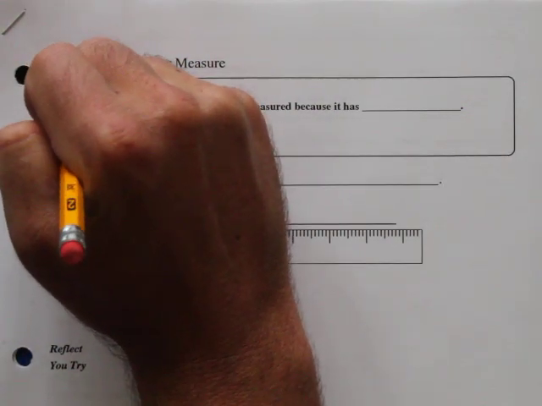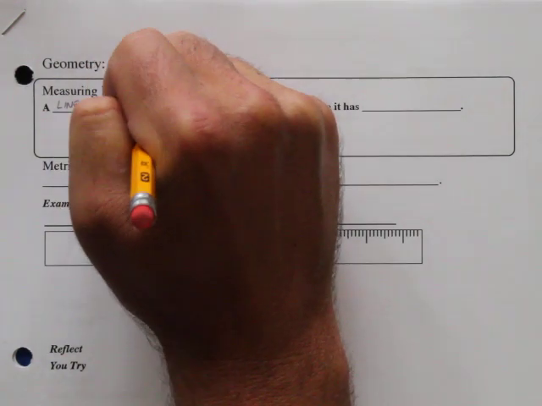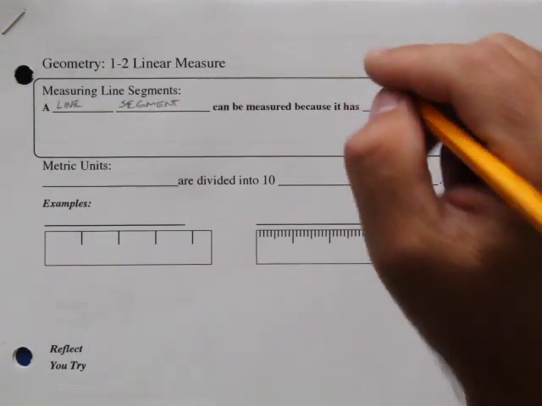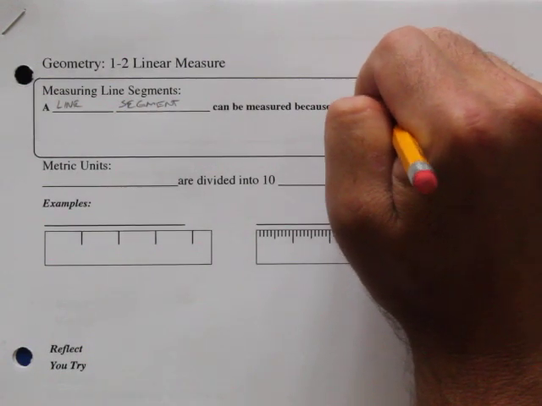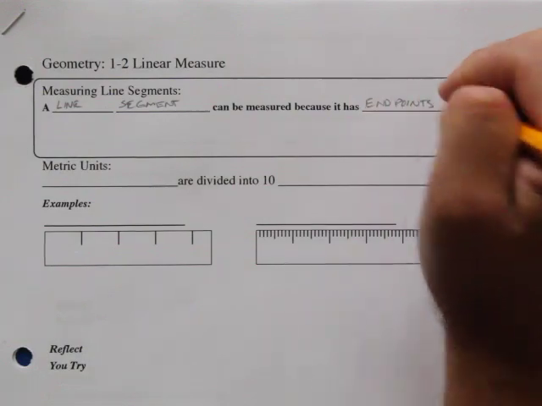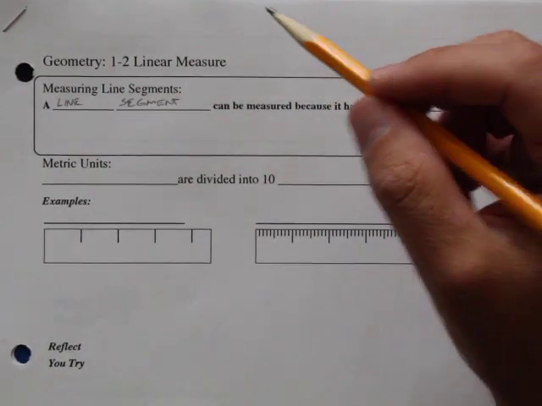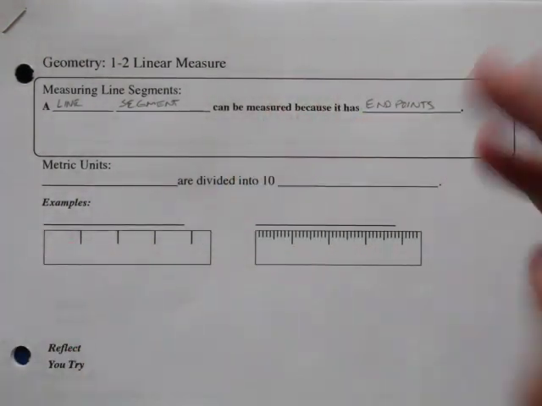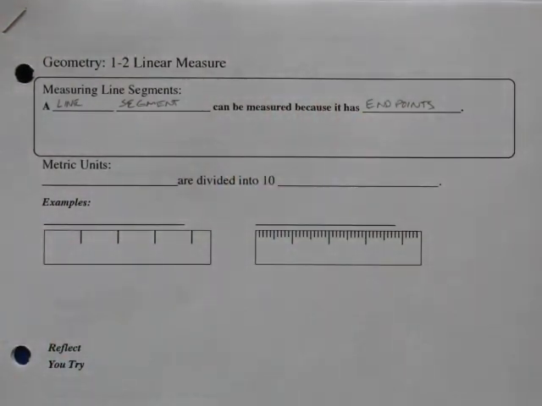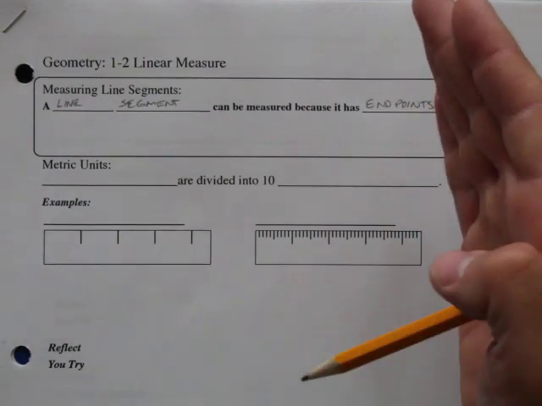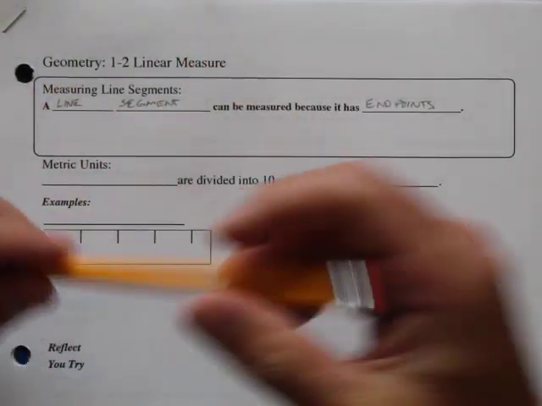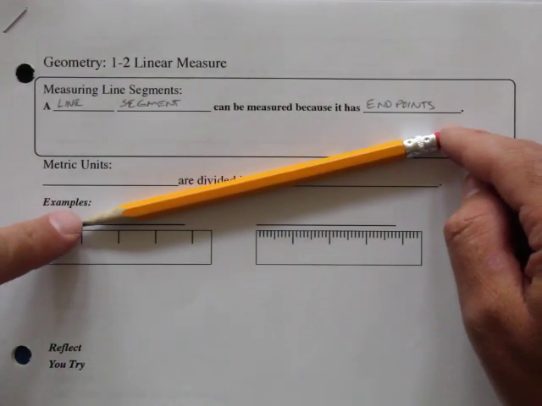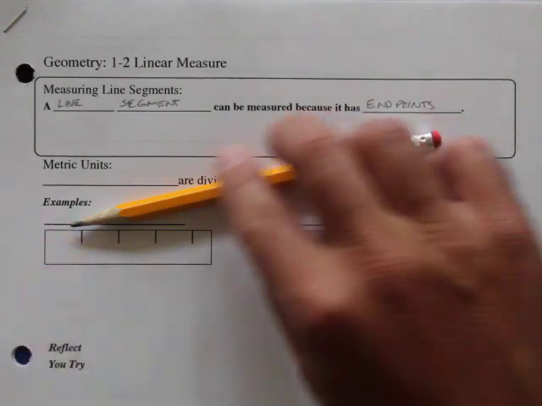A line segment can be measured because it has endpoints. If you remember when we were talking about lines in the last section, the line goes on forever in each direction, and so you can't measure it. It's immeasurable. It goes on forever. A line segment stops at each end. Like this pencil could be a line segment. It stops here and stops here, and so I could measure this pencil.